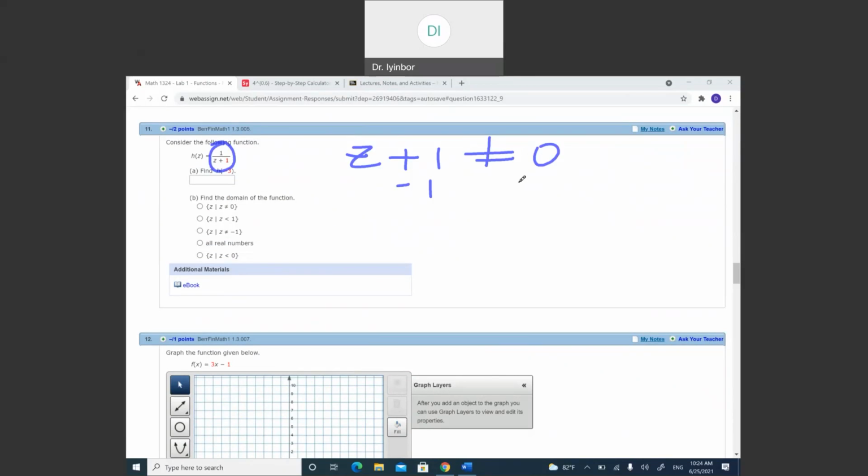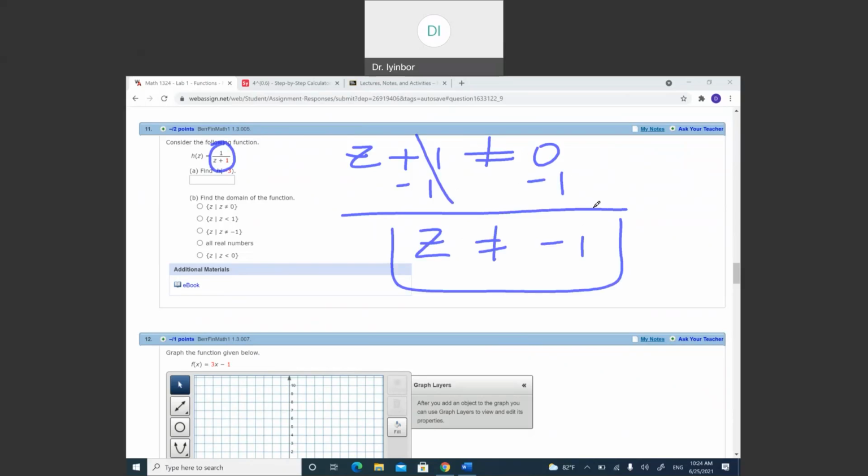Instead of x, you have z here, which is the same, doesn't matter. So you're going to get z not equal -1. And this restriction is this one here. Now, let me explain why you have not equal -1.